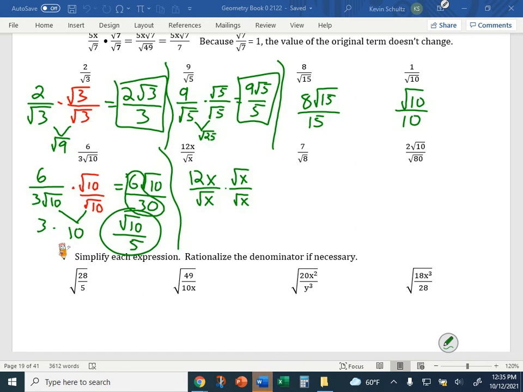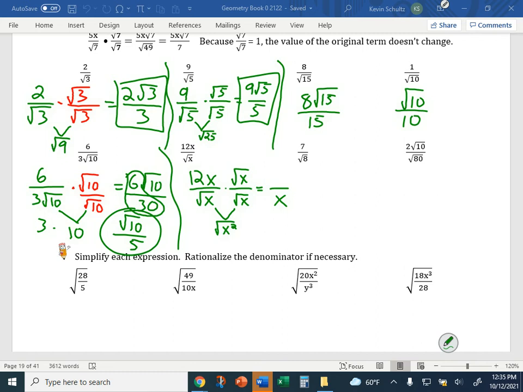And in my denominator, root x times root x is the root of x squared, which, looky there, a perfect square. Doesn't matter if it's a number or a variable or what. The same relationship here. Root 3 times root 3 equals 3. Root 5 times root 5 equals 5. Root 10 times root 10 equals 10. Root x times root x equals x.